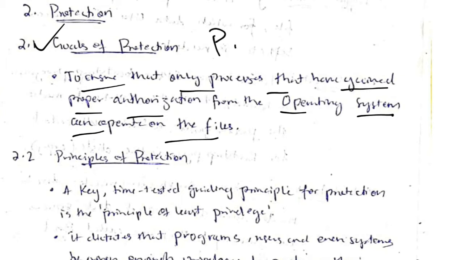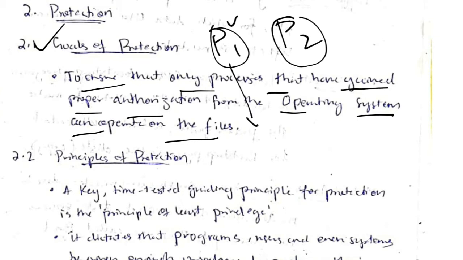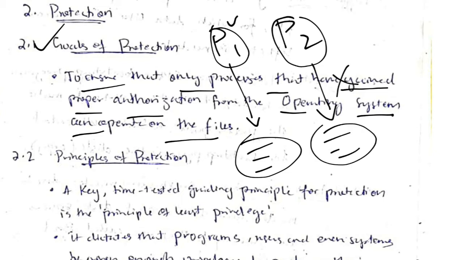Only that process can. Suppose that there are two processes, P1 and P2. If P1 is allowed to access the data, it can make changes to the files in the system. If P2 is not allowed to access the data, it cannot modify the data in the system.